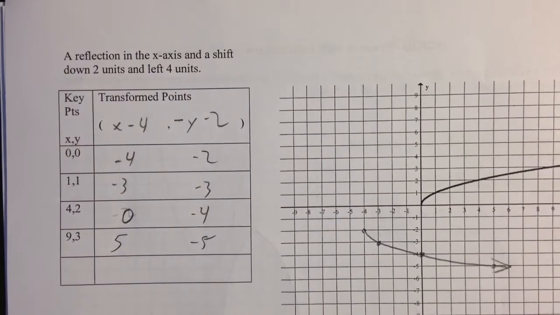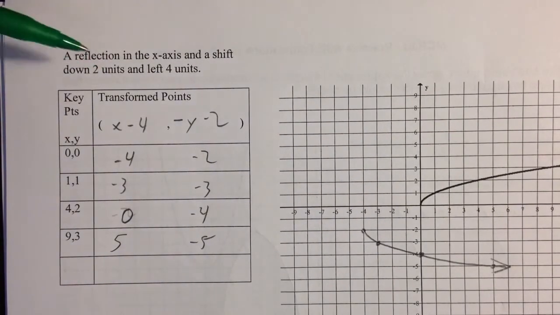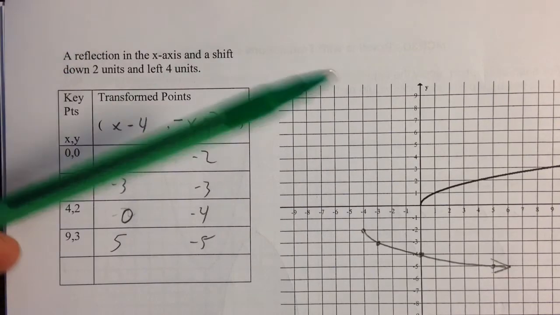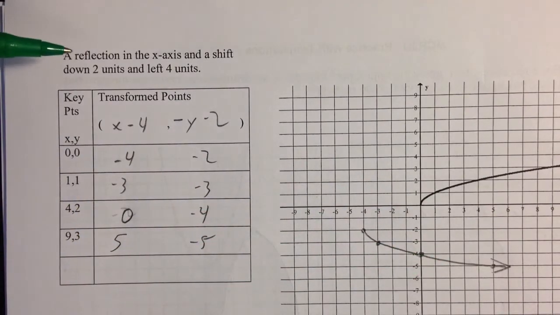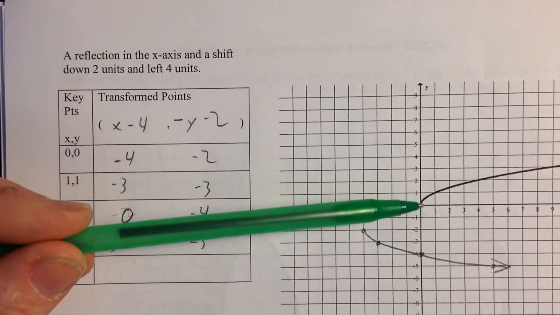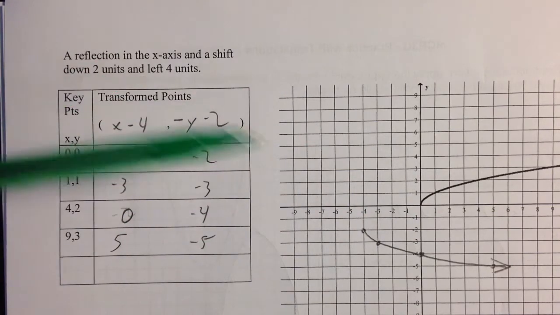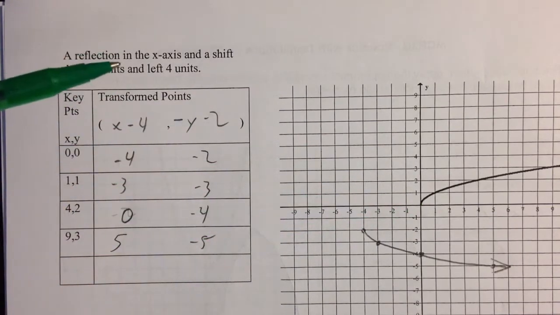This is Reflections 1, page 2. We have a reflection on the x-axis and a shift down 2 units and left 4 units. Reflection on the x-axis means it's going to move down this way. A shift down 2 units means everything's going to move down 2, and left 4 units means everything's going to move to the left 4 units.